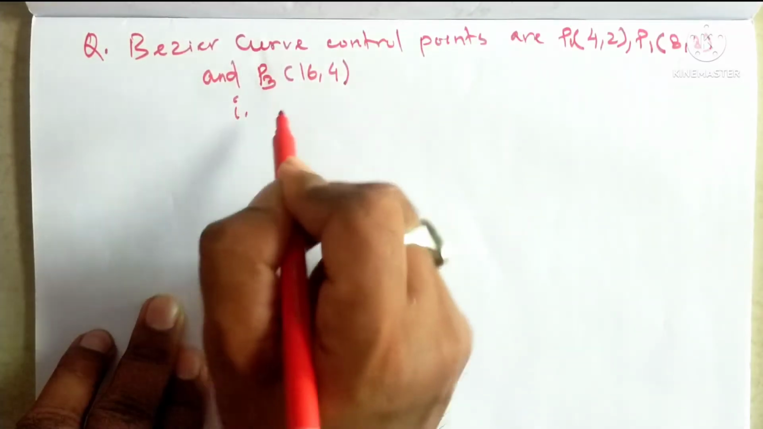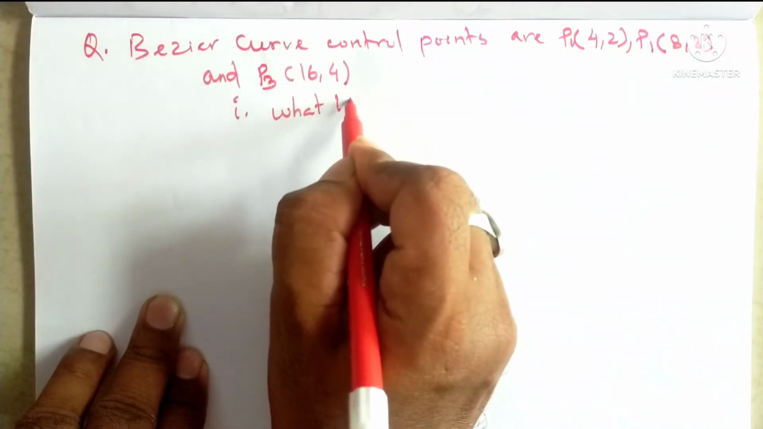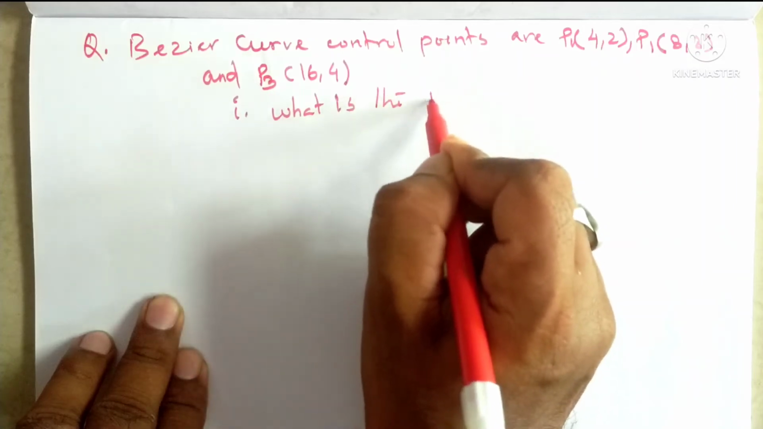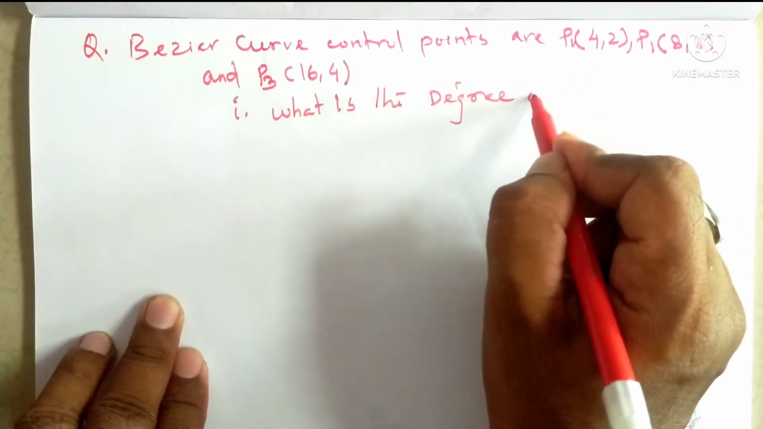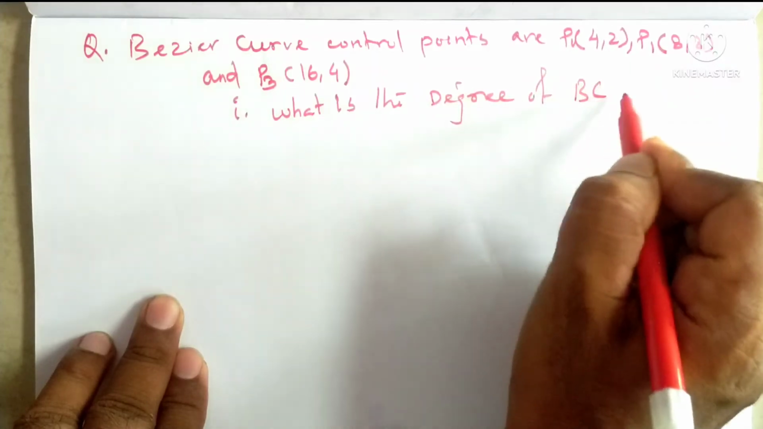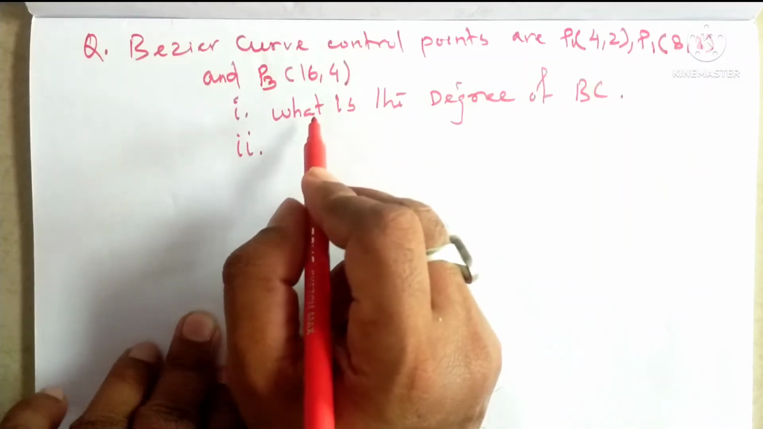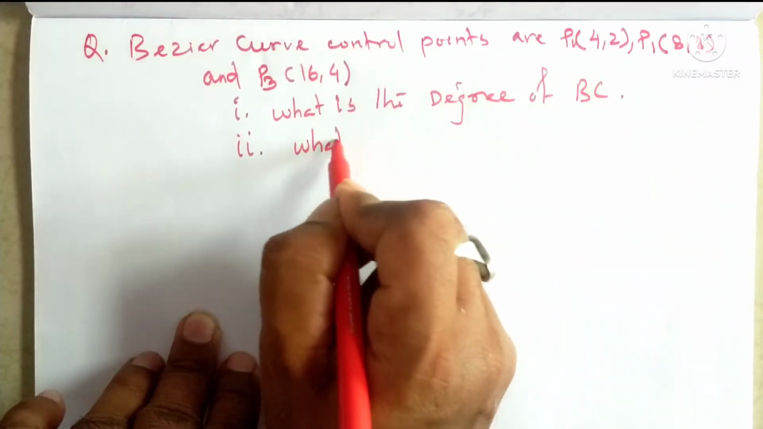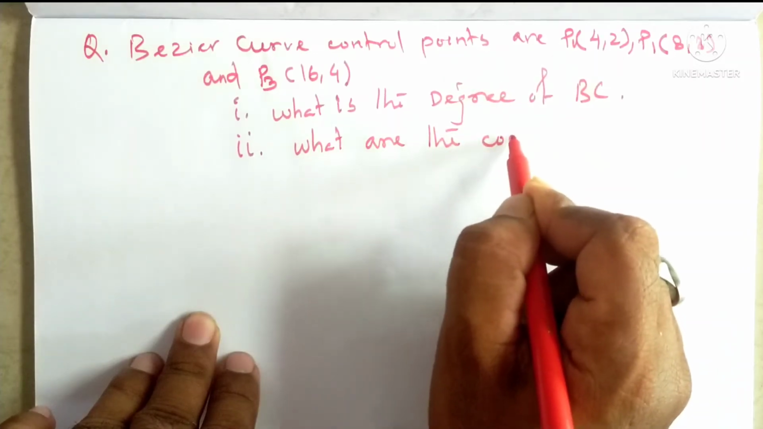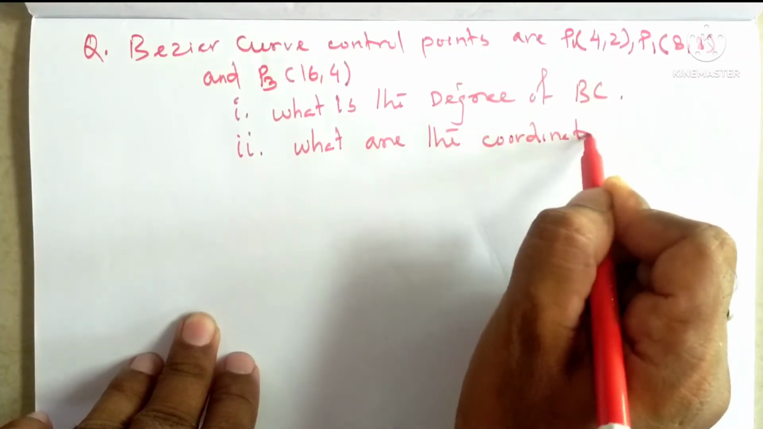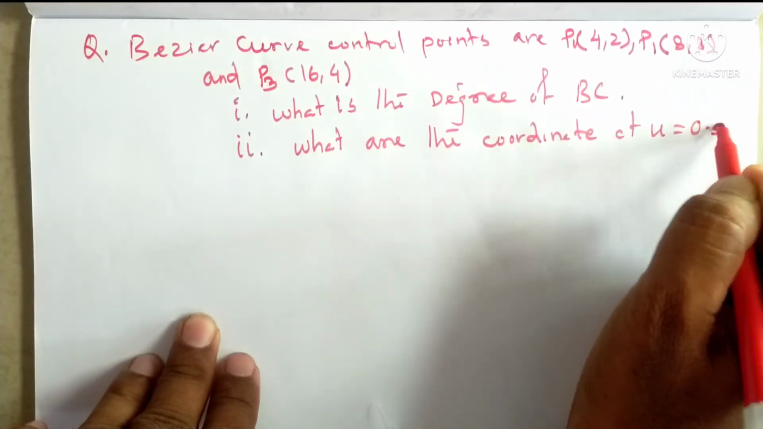So the question is, what is the degree of the Bezier curve? Second, what are the coordinates at u equals 0.5?